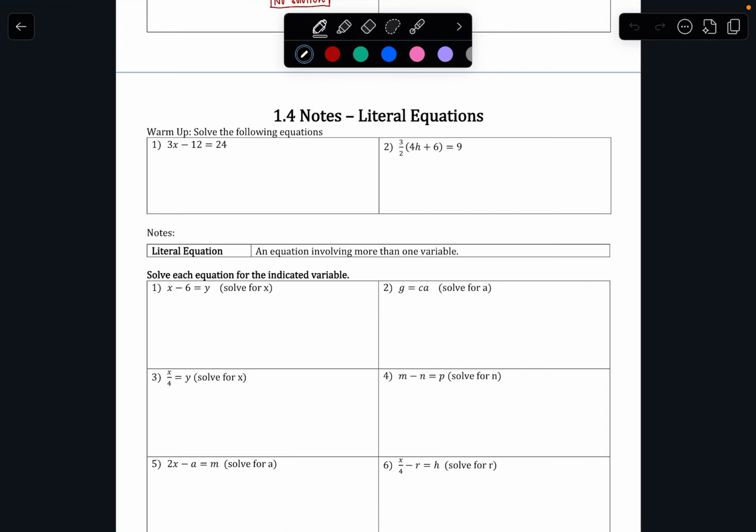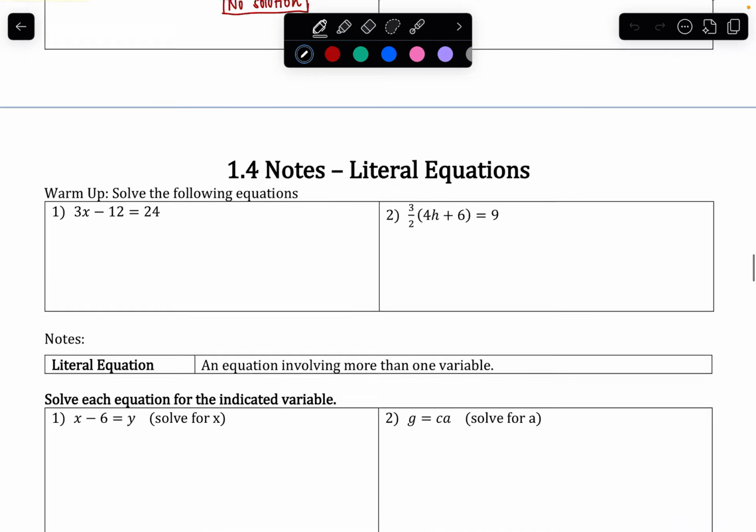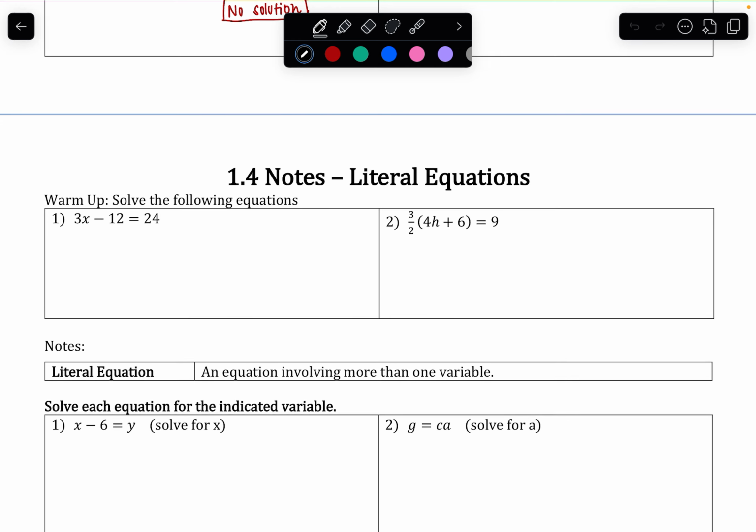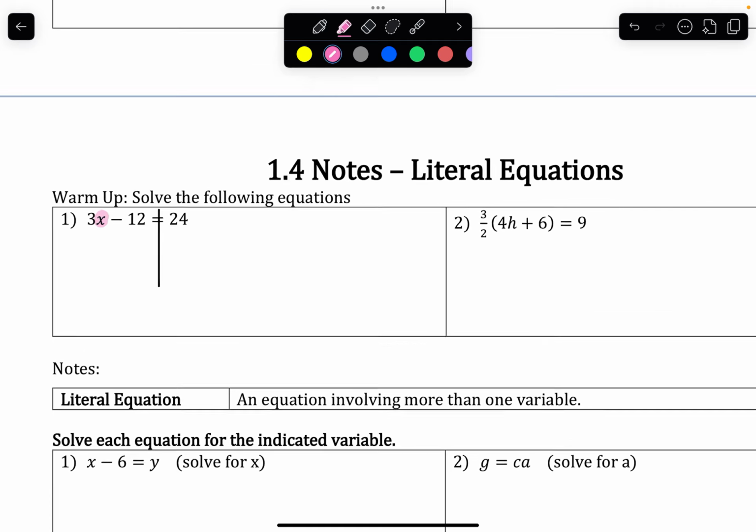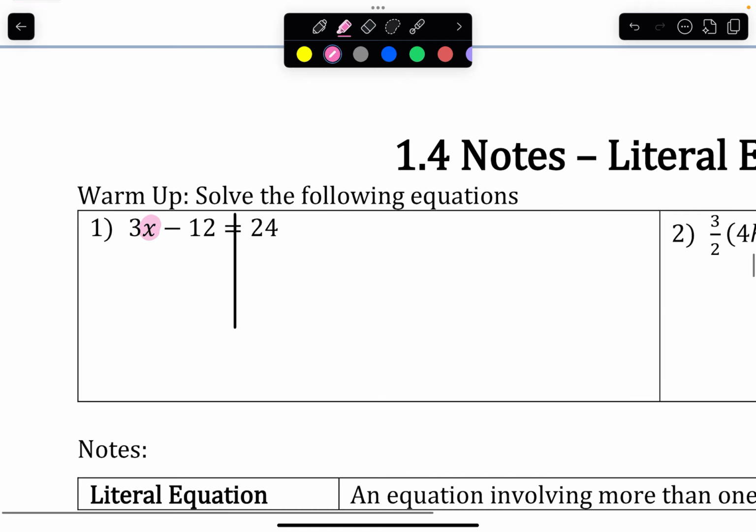All right, in this lesson, we are talking about something called literal equations, which we'll define in a bit. We're going to start with a warm-up about solving these one-variable equations. To solve a one-variable equation, I like to draw a line where the equal sign is, and then identify my variable. My variable is x. There's only one of him, so we just need to isolate him using inverse operations.